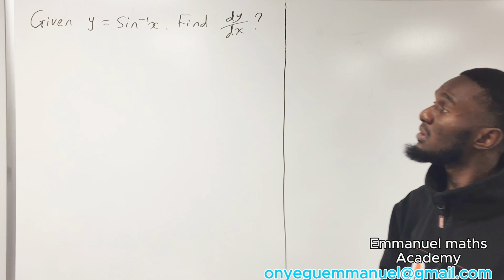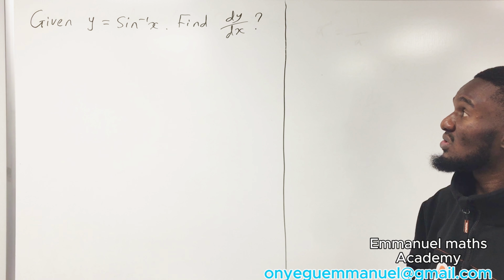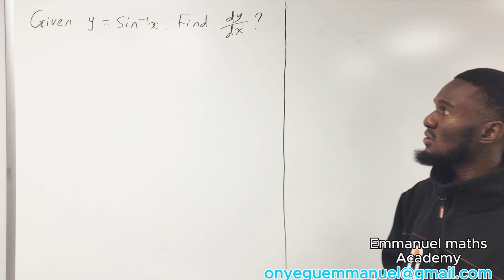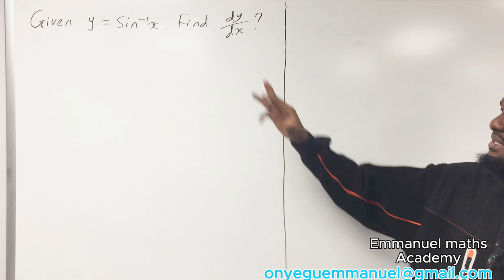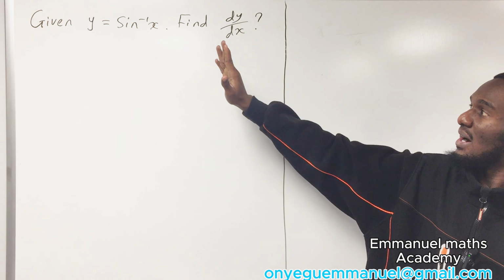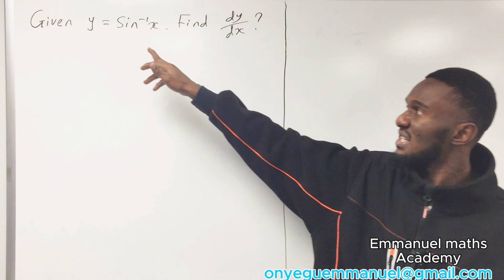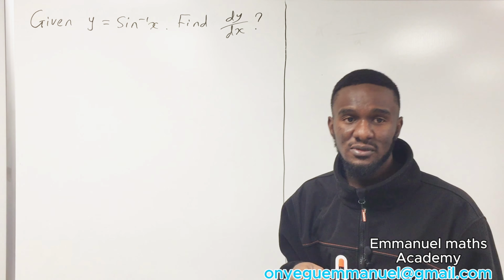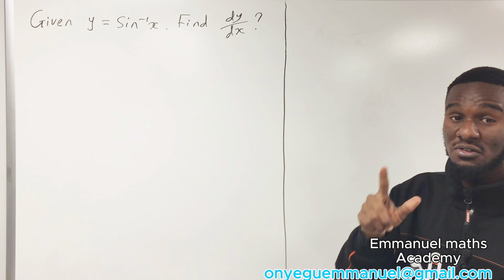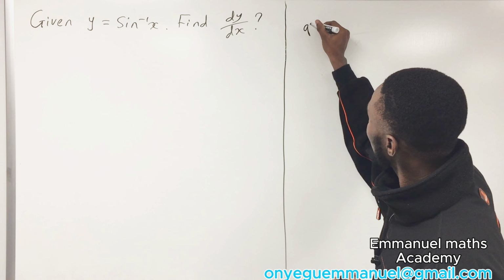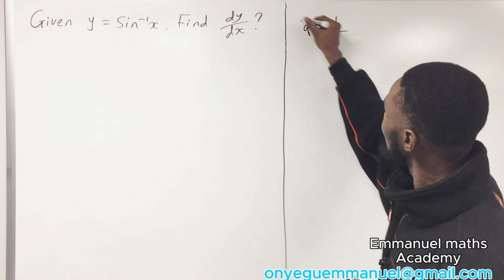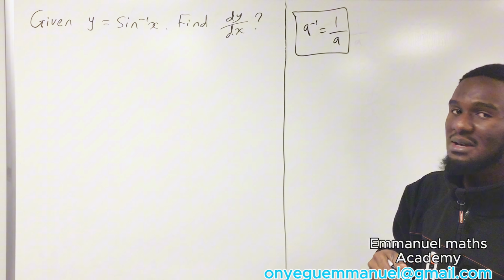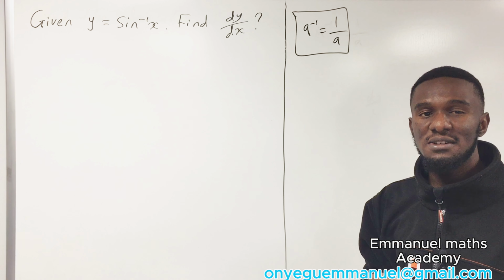So we have a problem on the board. Given y equal to sine inverse of x, find dy/dx, right? But first of all, we need to apply something before going straight to our differentiation, because we cannot differentiate this the way it is. Then we need to get rid of what? The minus 1 before solving. Remember your law of indices that A to the power of minus 1 is equal to 1 over A. So you need to apply this principle first. You now solve using implicit differentiation.